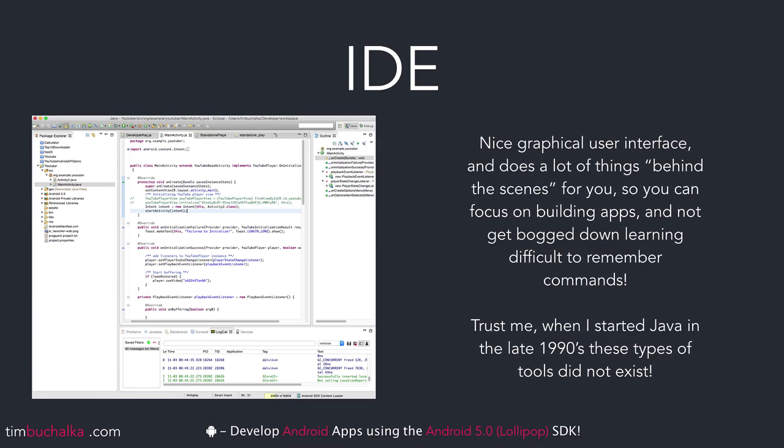It's a very nice graphical user interface. It does a lot of things behind the scenes for you. So really what the idea of this is, you can focus on building apps and not getting bogged down learning difficult to remember commands, syntaxes and those types of things.